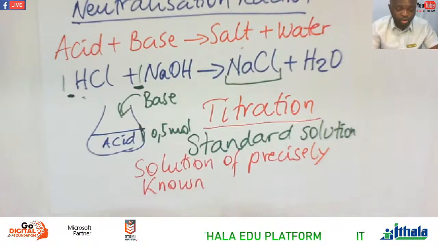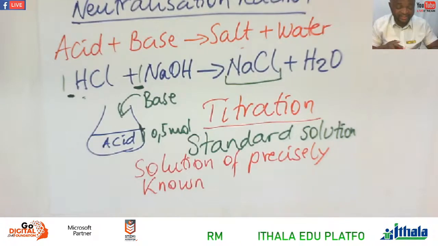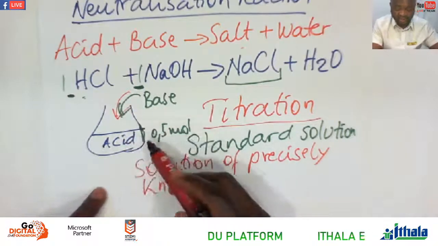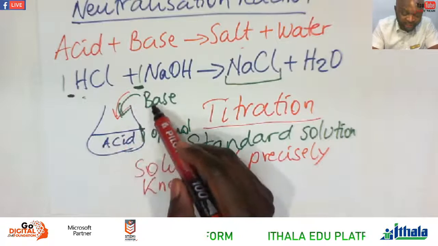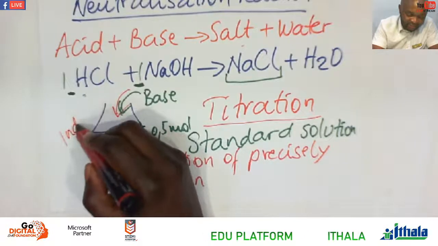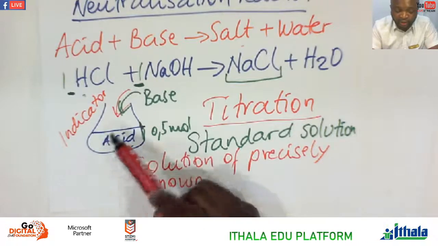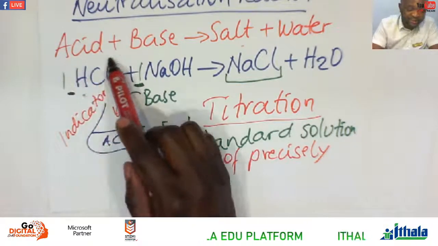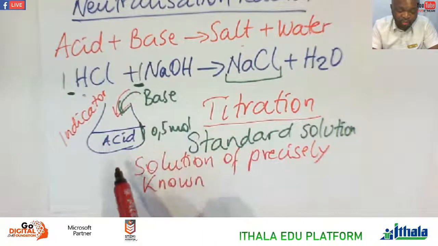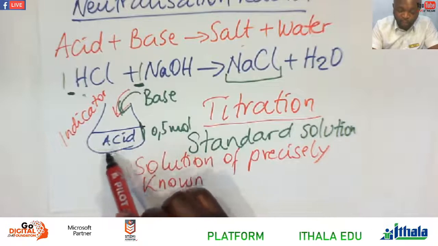Now, how do you know that the base you have added is enough to be exactly the amount you want? When you do the reaction and add the base, how will you know that you have added the base you needed? What helps you is an indicator. You must choose a suitable indicator, because the first thing to check is what kind of acid and base are reacting. In our example, the acid is a strong acid and the base is also a strong base, so we use bromothymol blue. You add a few drops of bromothymol blue, right?